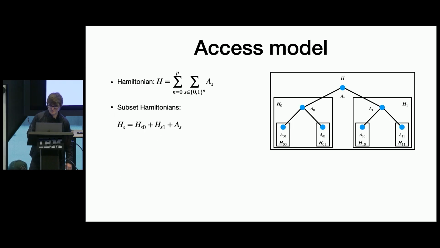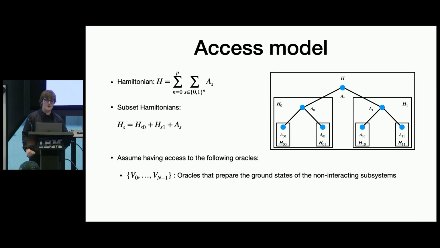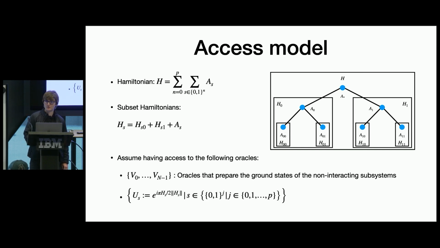And so for our access models, again, this is just from the previous slide, this binary tree decomposition. What we assume is that we have access to the following set of oracles. We assume we have access to oracles that prepare the ground states of the non-interacting subsystems, so basically prepare the ground state of the leaf nodes. And then we also assume that we have access to these unitaries, which effectively encode short time evolutions of these subset Hamiltonians H_S, and these will be used for the phase estimation circuit.